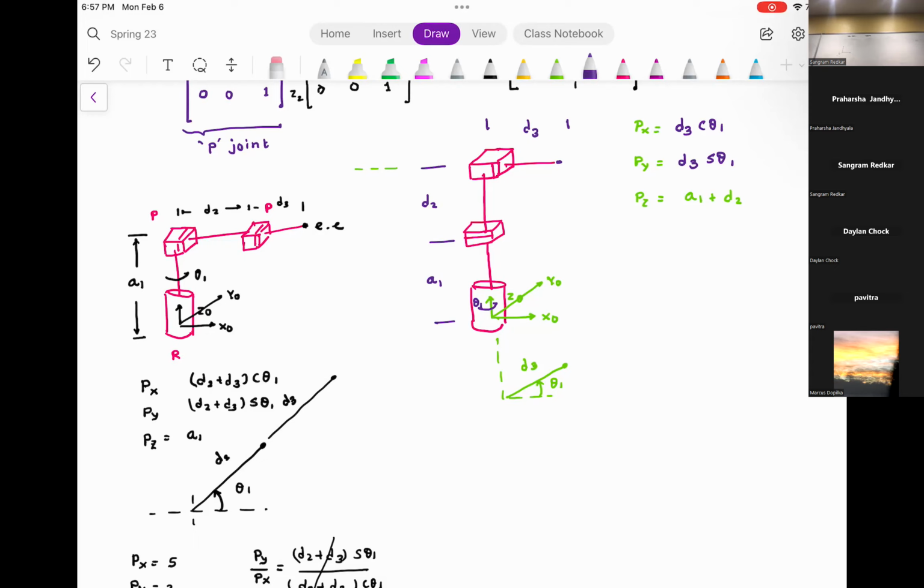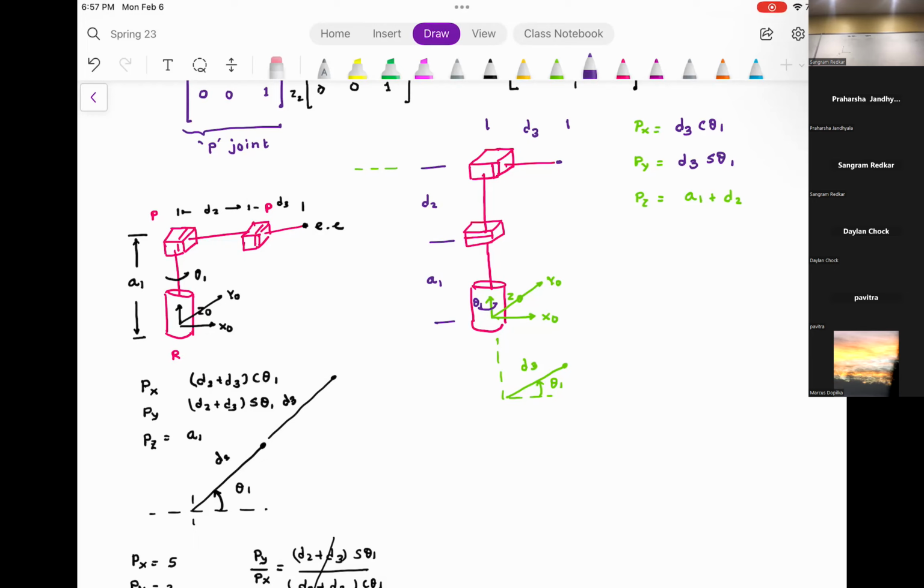So, how would we get the inverse kinematic solution? The inverse kinematic solution for this can be uniquely determined. So, if I give you Px, Py, Pz, you will take the ratio of Py by Px, get the value of theta 1. From Pz, A1 is a constant, you will get the value of D2. And you will substitute sine theta 1 and then that will get you the value of D3. Everyone understood this? You can solve the inverse kinematics problem for this robot uniquely.